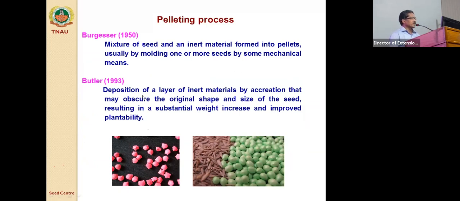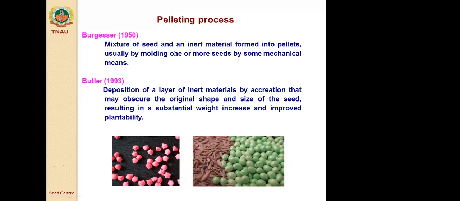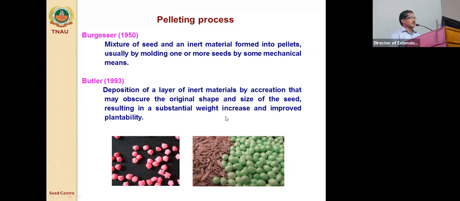But the second method is called the accretion method. Accretion is coating the seed one by one, making one layer, then a second layer, third layer, fourth layer. Slowly we are increasing the seed size up to the desired level. In the crude method, where we just mix the seed and pelleting material, the uniformity will not be there, and a regular shape will not be there. Here it is not like that.